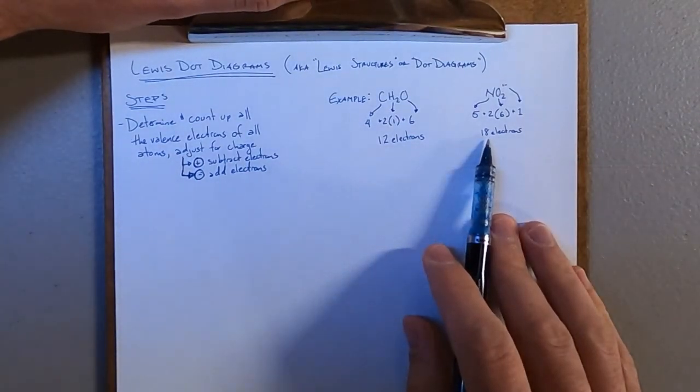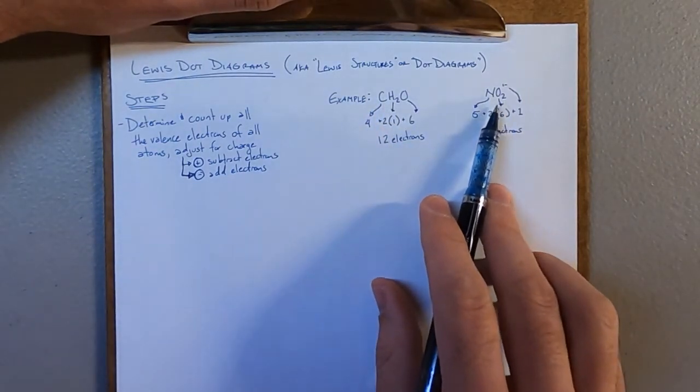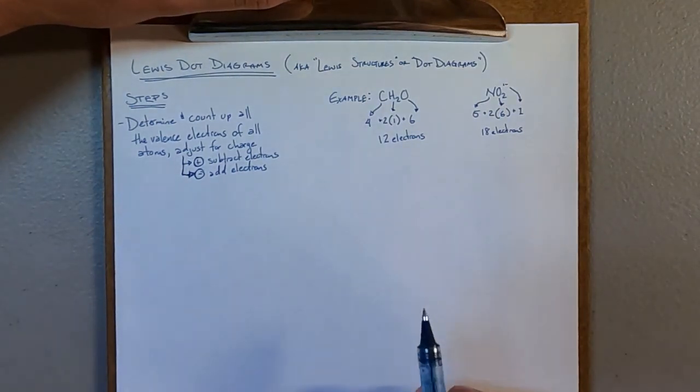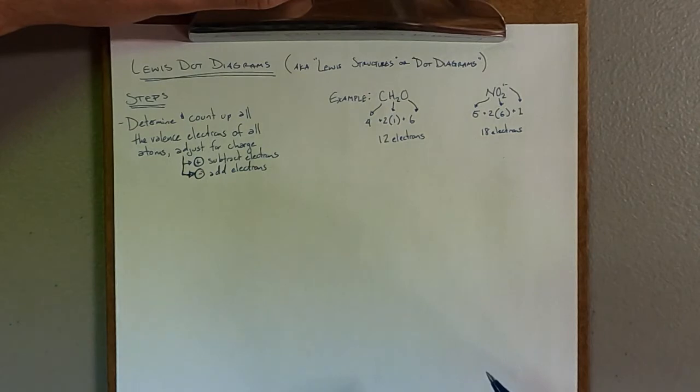Our next step will be to determine which of these atoms is going to be in the middle, that the others will be branching off from. And there are some rules about that: it can never be hydrogen, and if there is carbon present, the carbon will be in the middle. Otherwise, it will be the least electronegative element.